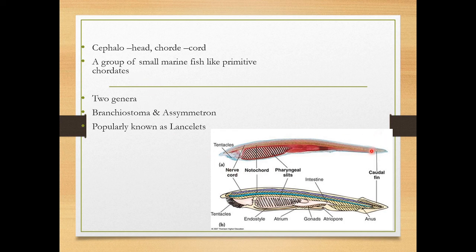So what does this look like? It looks like a marine fish. Looks like a fish, but it's not a fish. So there are two genera. One is called branchiostoma and asymmetron. So under Cephalochordata there are two genera, branchiostoma and asymmetron. So they are commonly called what?